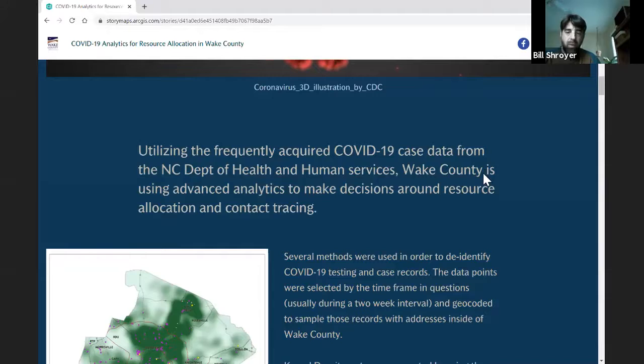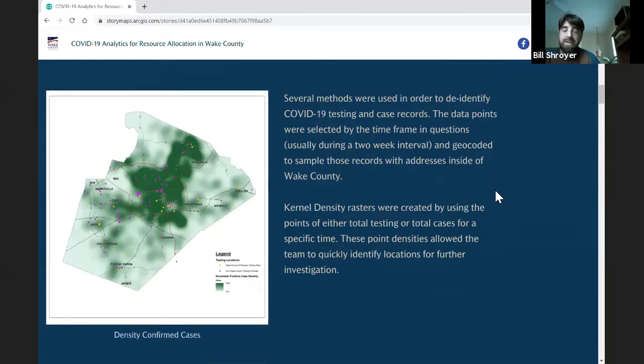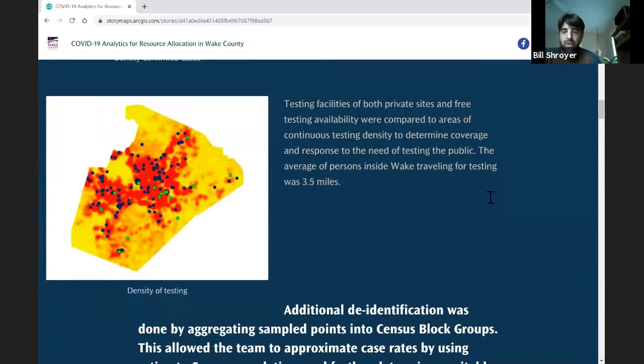So we started out with our typical kernel density rasters to try to get an idea of where the density of, in this case, the positive cases was, and where these were occurring. And we looked at those closely over several different dates over time. These were geocoded records, and allowed us to sample the data throughout the county and get an idea of what was occurring. And then we also did the same thing with the testing to see if our distribution of testing facilities was actually reaching people that we needed to reach outside of the more densely populated areas.